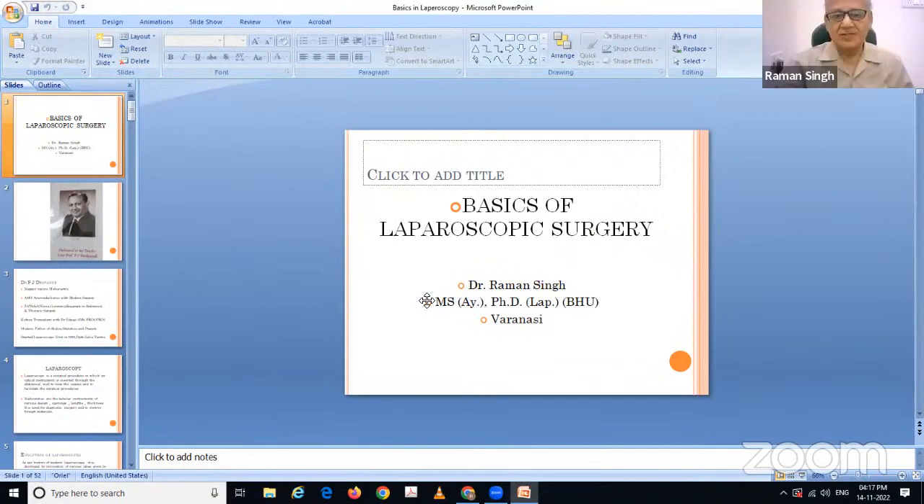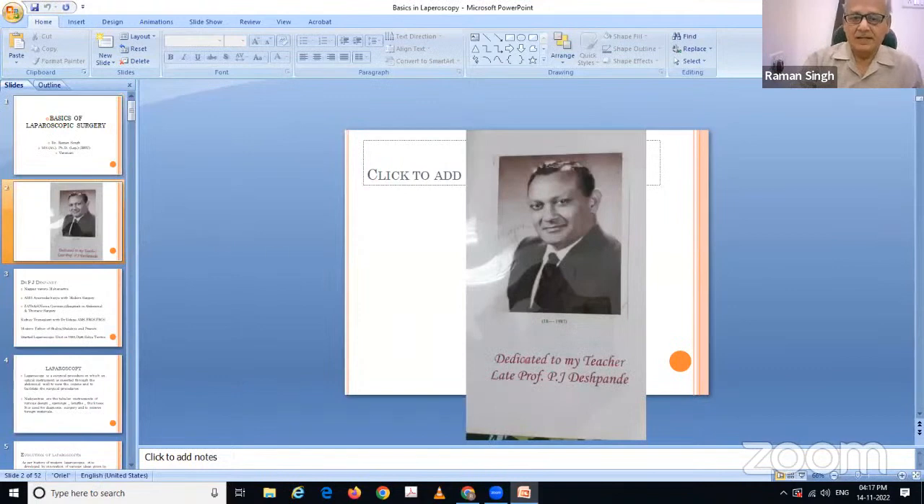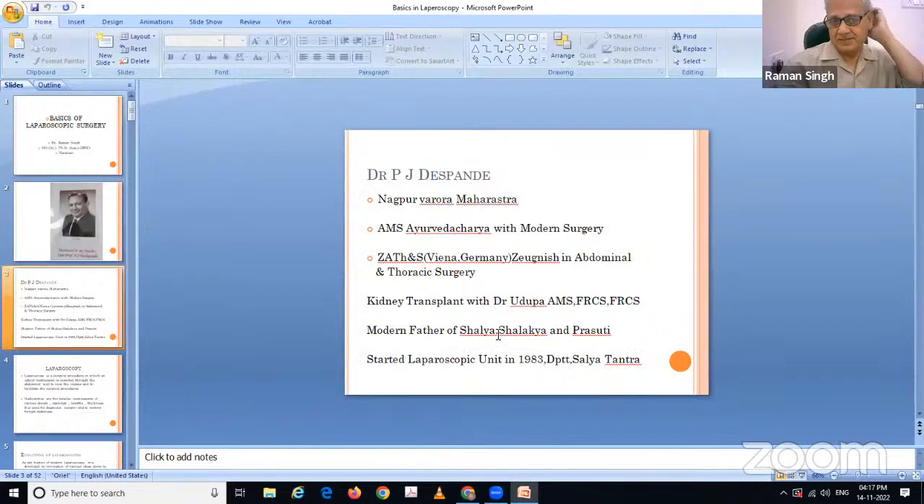So the basics of laparoscopic surgery, which we have decided to talk on. Now we come to the pioneer who started laparoscopy surgery in the Ayurveda field. He is Dr. P.J. Deshpande from Aurangabad, Maharashtra. He did his AMS, that is Ayurveda chair with modern surgery. After doing Ayurveda chair from Banaras Hindu University, he went to Vienna and did his training. In Germany, the surgeons trained him in abdominal and thoracic surgery. And he was the first who did the kidney transplant with Dr. Udupa in Banaras Hindu University.